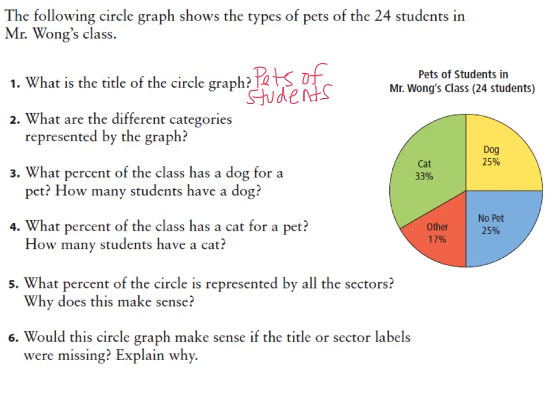Number 2, what are the different categories represented by the graph? The different categories would be the types of pets. So cat, dog, no pet, and other.